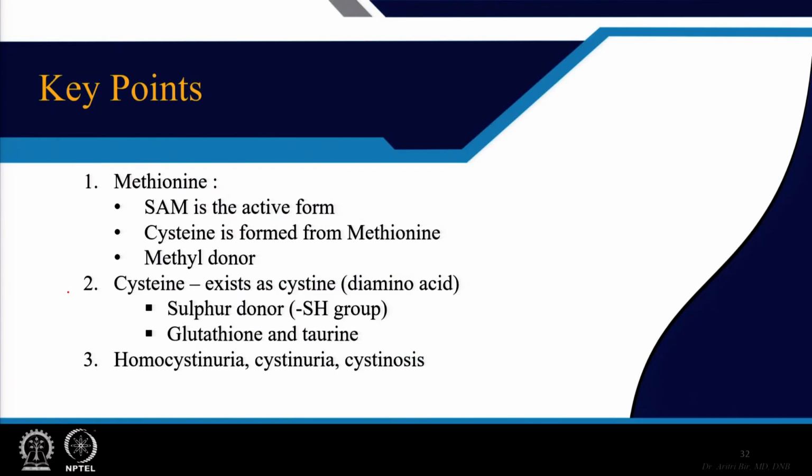So, what are the key points from this session? We have discussed methionine metabolism. In methionine metabolism, what you need to remember is the active form S-adenosyl methionine, which acts as the major methyl group donor. Then cysteine, cysteine is formed from methionine, and cysteine is the single amino acid here. It acts as a sulfur donor, rather a sulfhydryl group donor. Then glutathione and taurine are the two important products formed from cysteine, and we also have discussed a few disorders like homocystinuria, cystinuria and cystinosis.